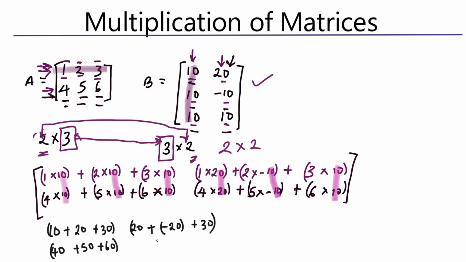Then we have 4 multiplied by 20, which is 80. We are adding this to 5 multiplied by 10, which is minus 50. And then lastly 6 multiplied by 10, which is a 60.